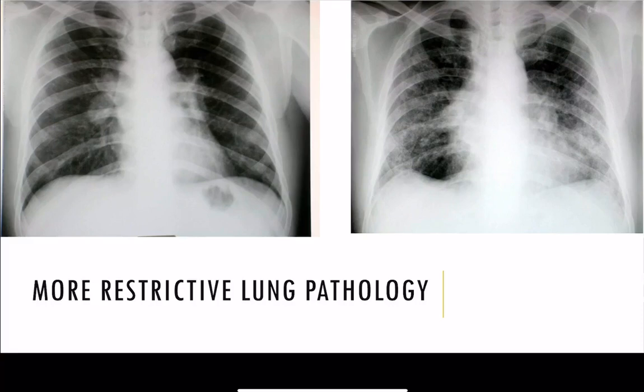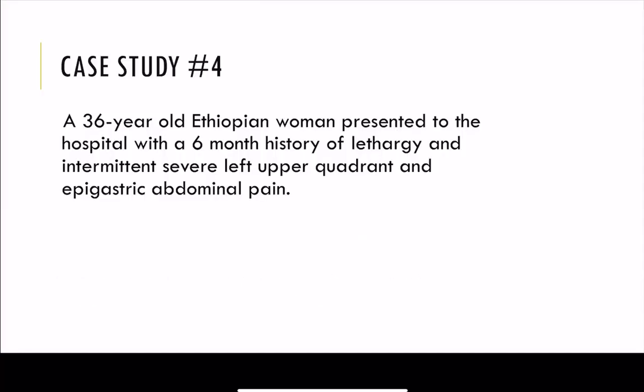Hello everybody, we are going to continue with our second case in our restrictive lung dysfunction series. It's a 36-year-old Ethiopian woman who presents to the hospital with a 6-month history of lethargy and intermittent severe left upper quadrant and epigastric abdominal pain.